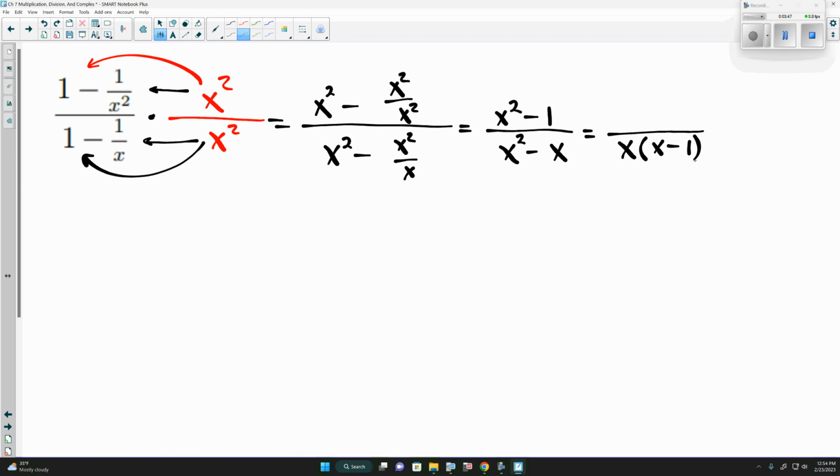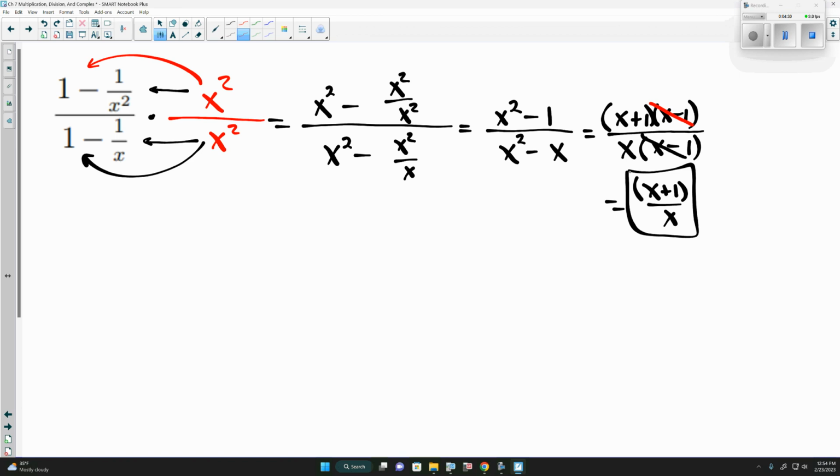Well, does the numerator factor? It doesn't have a greatest common factor for sure. Yes, because is x squared a perfect square? x and x, yes? Is 1 a perfect square? What times itself is 1? Because 1 times 1 is, yeah. So we have a difference of perfect squares, x minus 1 and x plus 1. Will anything cancel? The x minus 1 cancels, leaving us with x plus 1 over x, and that's as simplified as it gets.